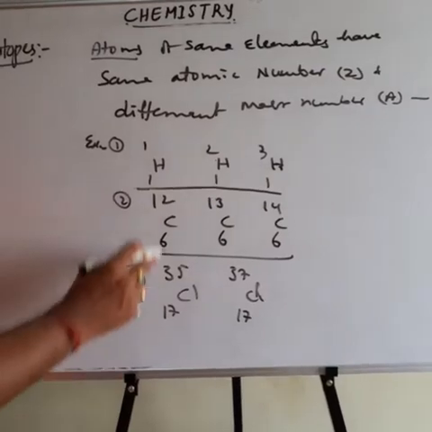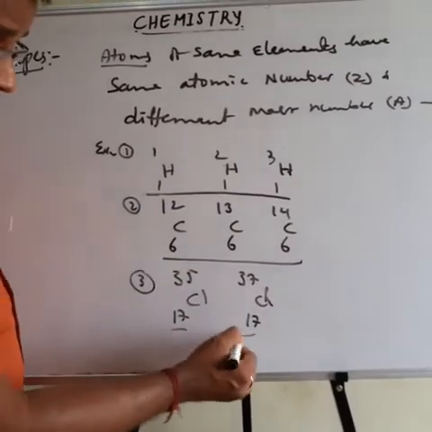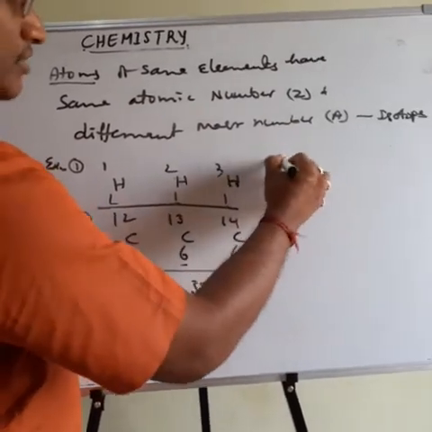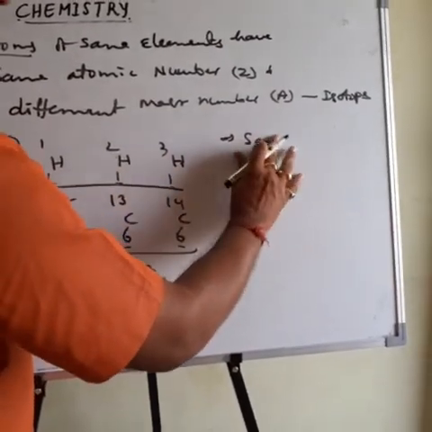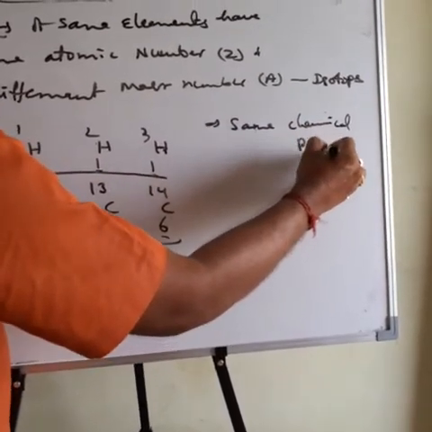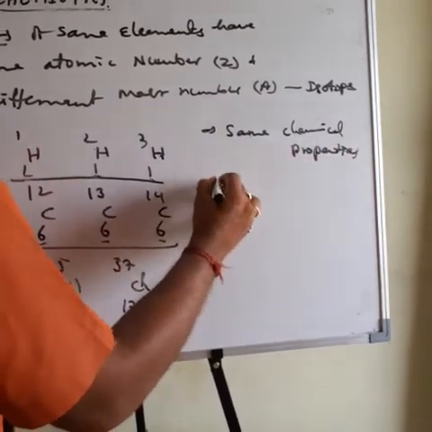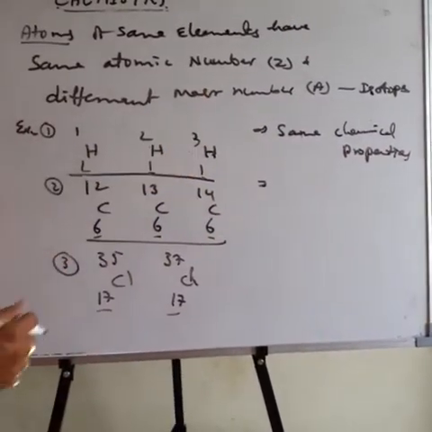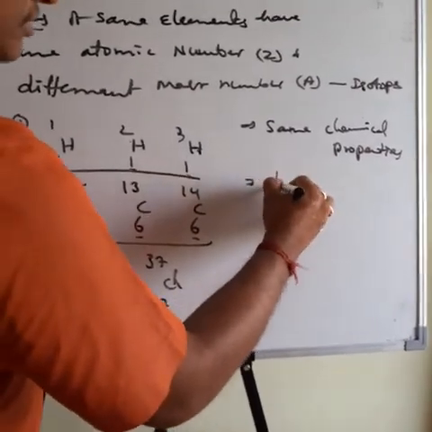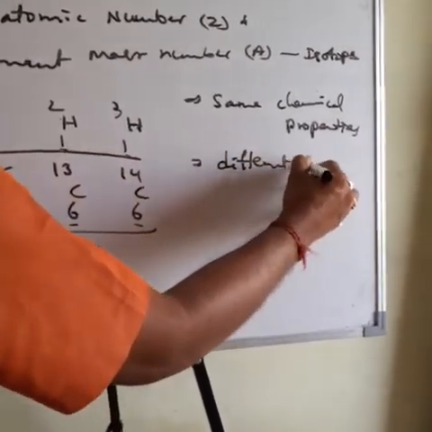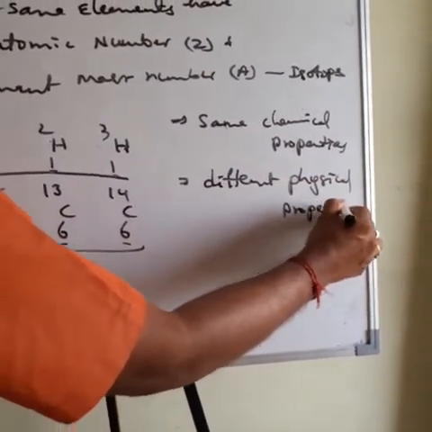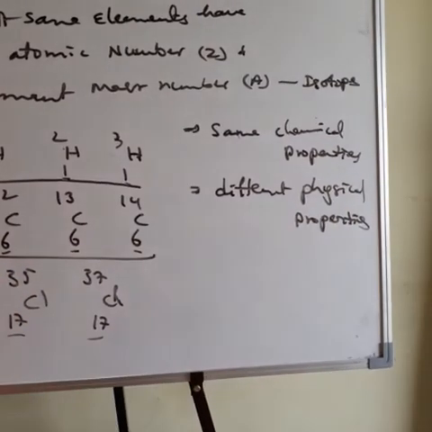Then the next point: in these isotopes, the atomic number is the same. All isotopes have the same atomic number, which means they have the same chemical properties. Same chemical properties, but different physical properties. The mass number is different, so they have different physical properties. Same chemical property, different physical property.